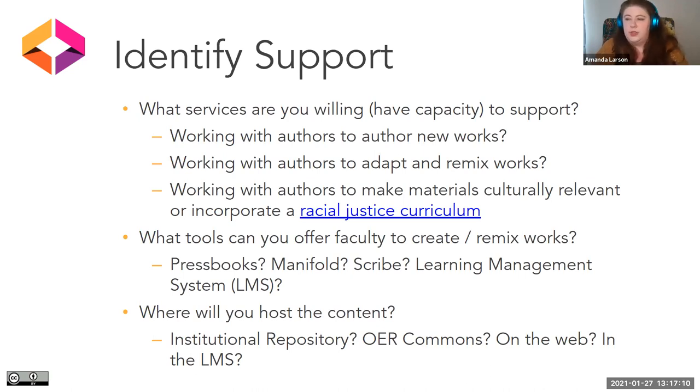And then where are you going to host that content? Once you've made the OER, it has to live somewhere. Usually they're digital objects. So will it live in the institutional repository at your institution? Will it live as a part of OER Commons, where you could upload it? Could it be just hosted somewhere on the web? Will it be inside the LMS possibly?